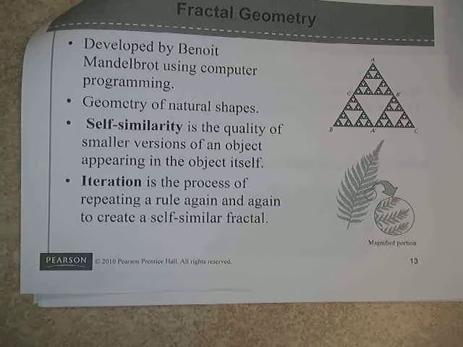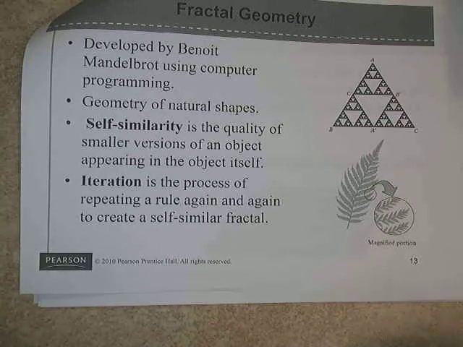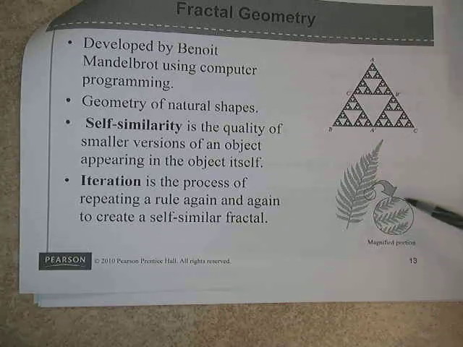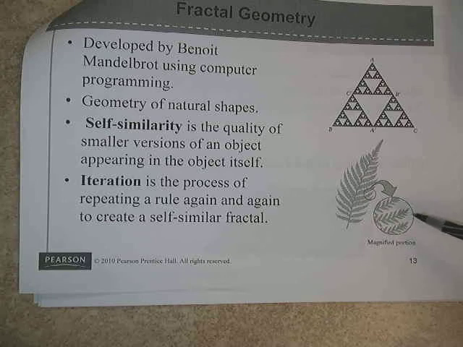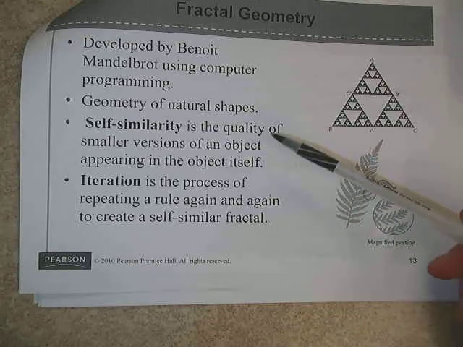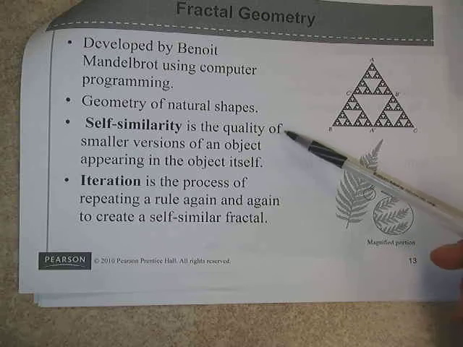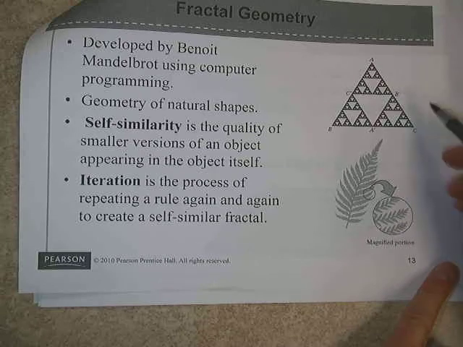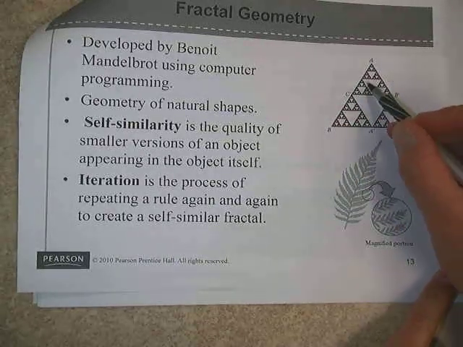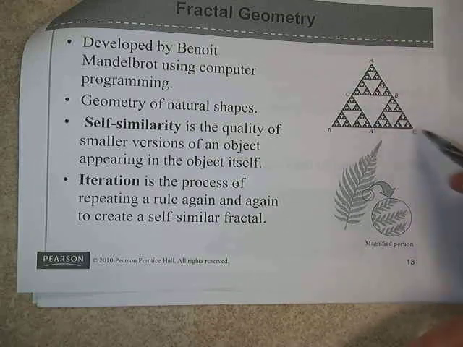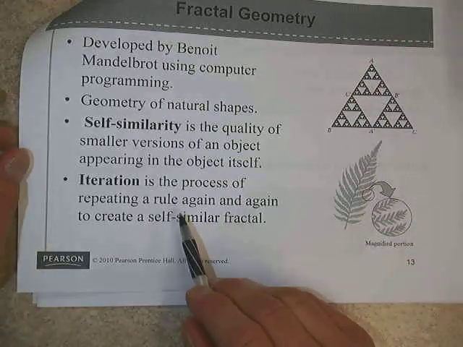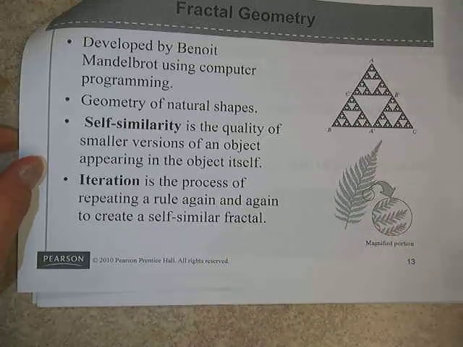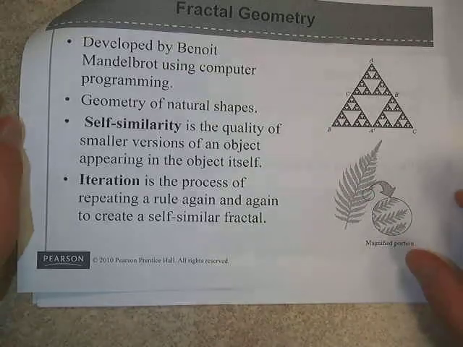And then the final topic here is what we call fractals, another vast topic that you may or may not study at some point, generally involved with computer programming. This is like a geometry of natural shapes, self-similarity, for instance, if we look at the fern leaf here and the similarities that we have. A couple of vocabulary words involved with fractal geometry: we have self-similarity, the quality of smaller versions of an object appearing within the object itself. If we take a look at this triangle, notice that we have a whole bunch of little triangles as we make our way down to smaller objects.